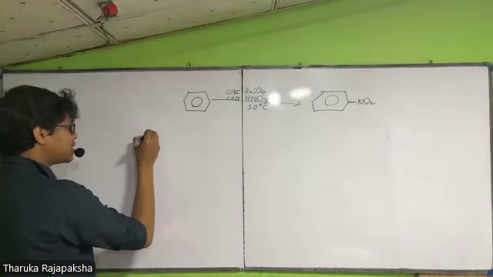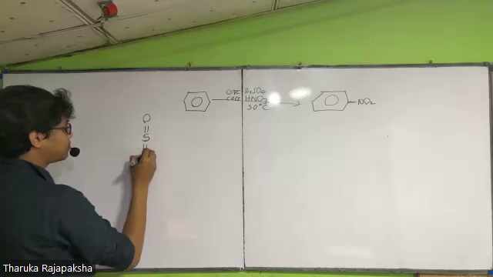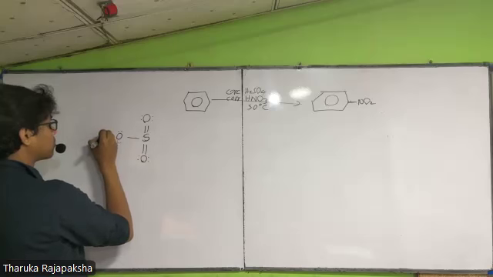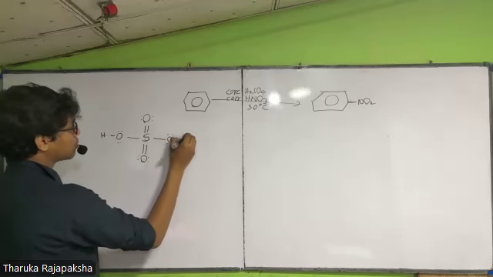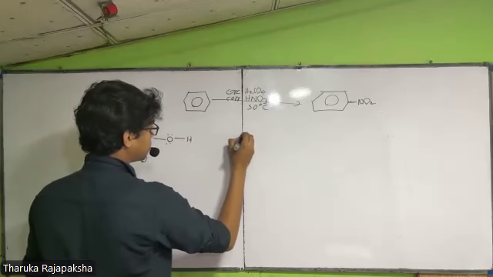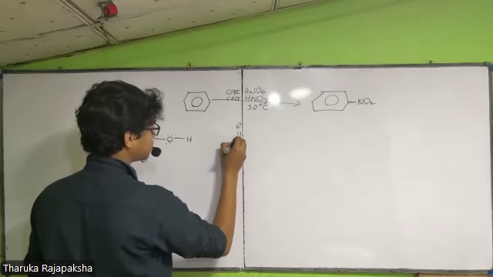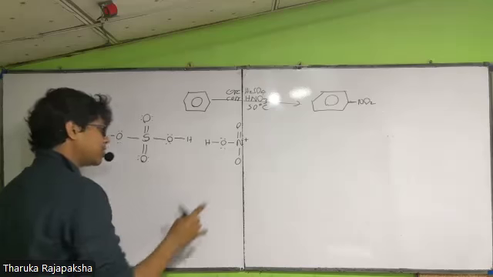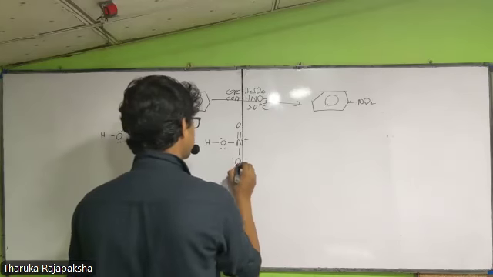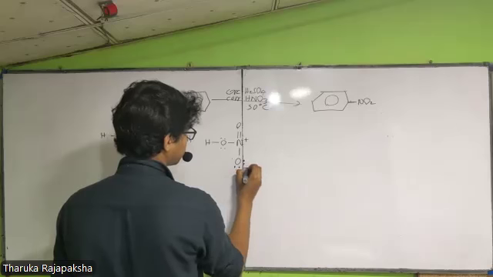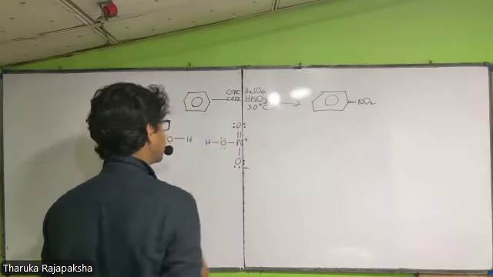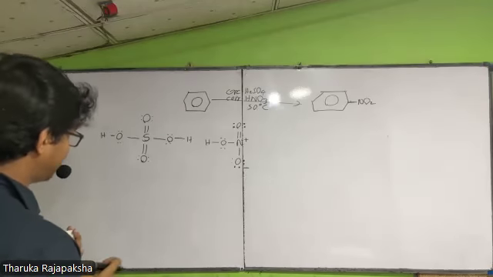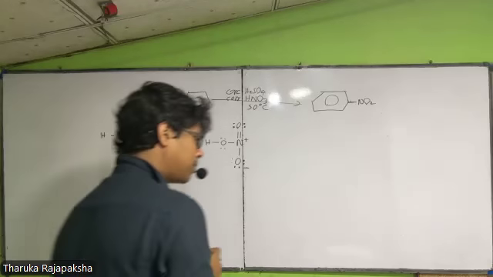So here you go, first I'm drawing H2SO4. Then HNO3. Okay, now we have to draw the arrows. Now what's going to happen?